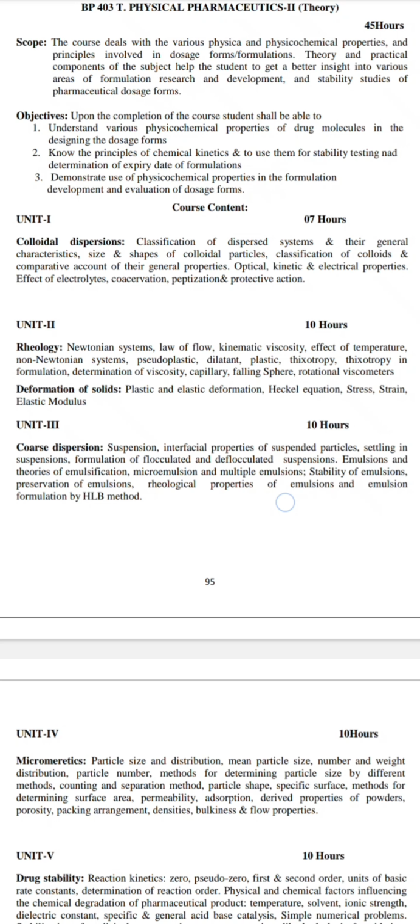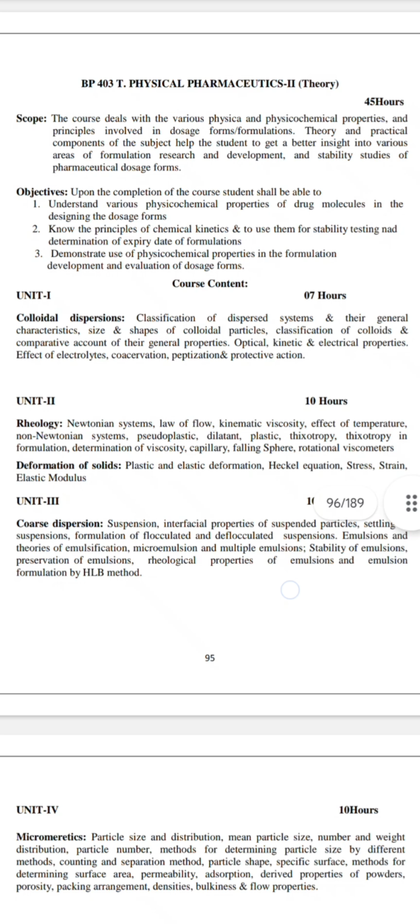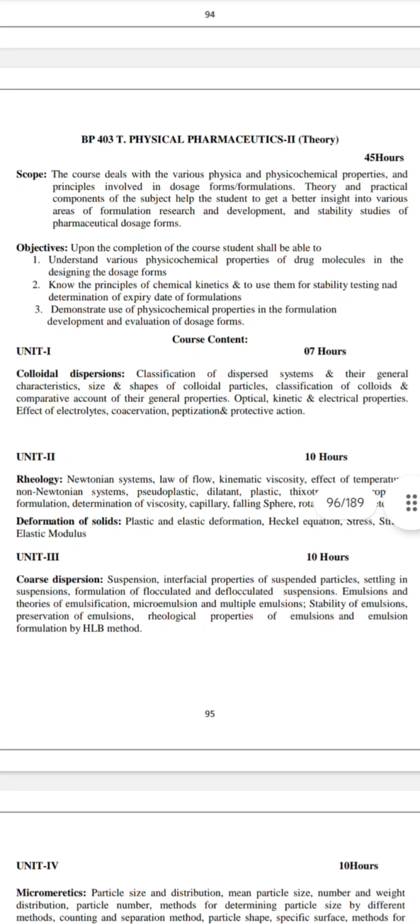Most of all, suspension is asked in 10 marks and also 5 marks. And deformation of solids is a very small chapter, but still it is given for 5 marks. Don't neglect that also. If you want to skip the second unit, you have to be thorough with all the rest of the units.